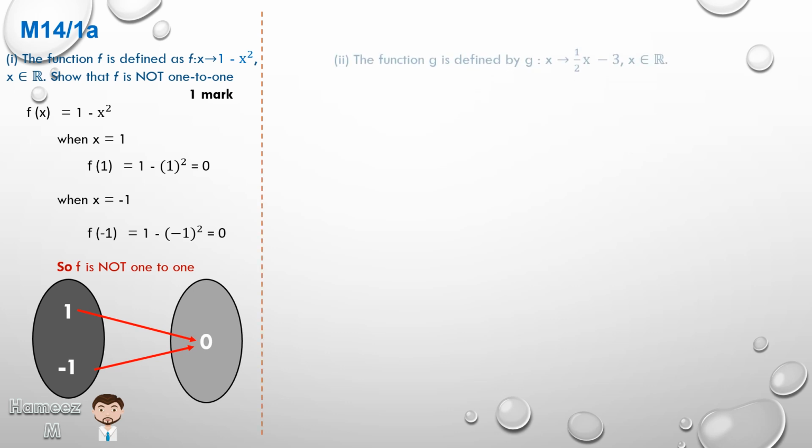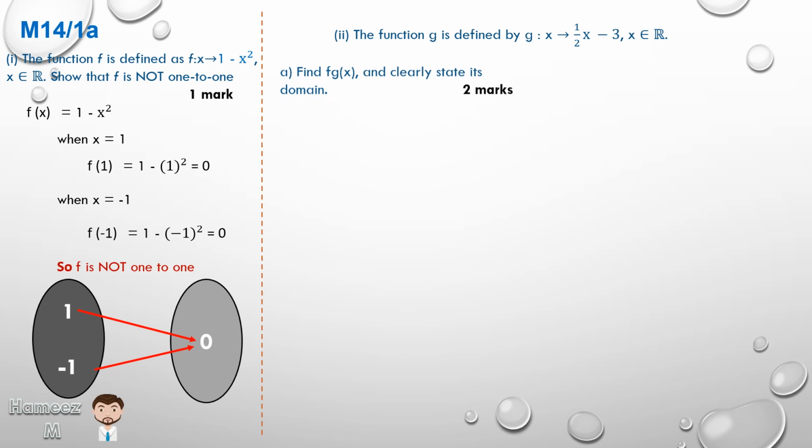Part 2, the function g is defined by g of x is equal to a half x minus 3, where x are real numbers. Find fg of x and clearly state its domain. So for fg of x, we know that with respect to x, the first function that's acting on it is g. So we can write that g of x is equal to a half x minus 3.